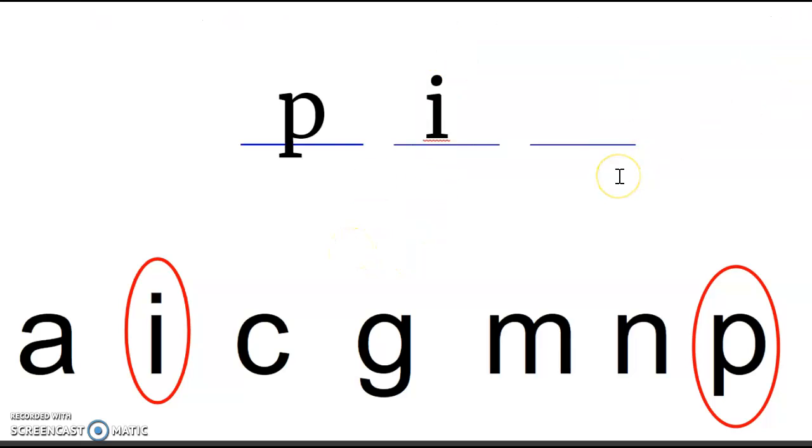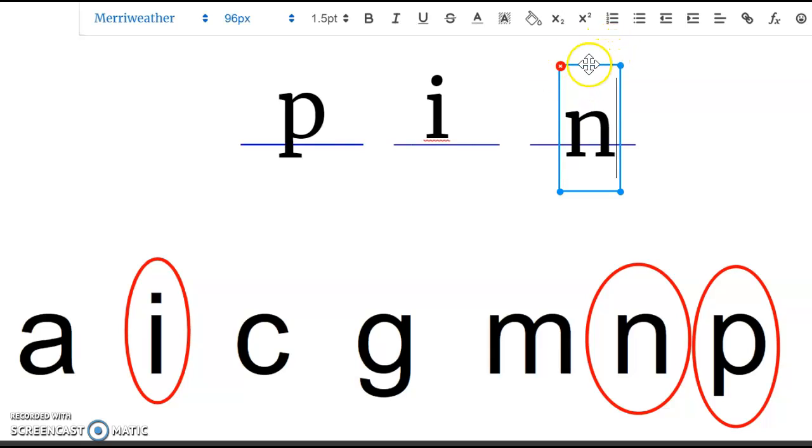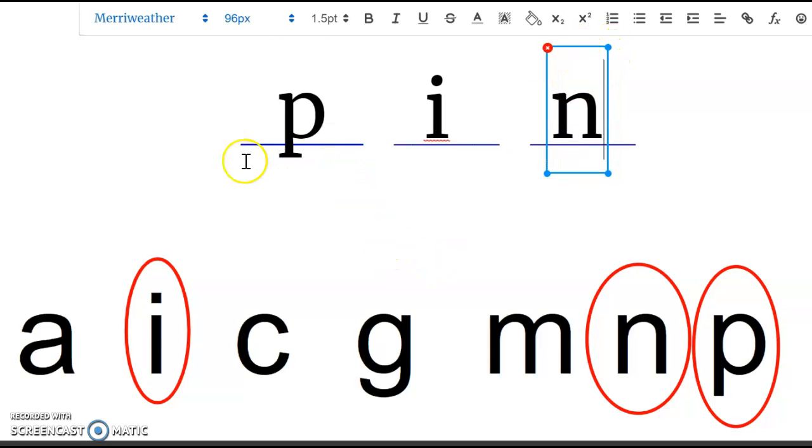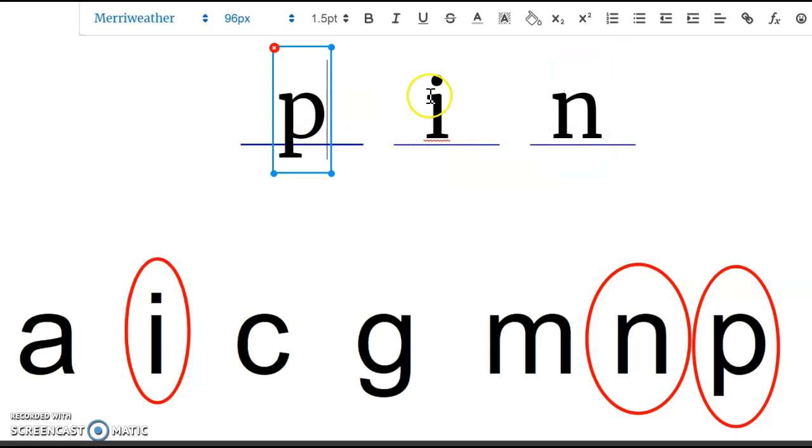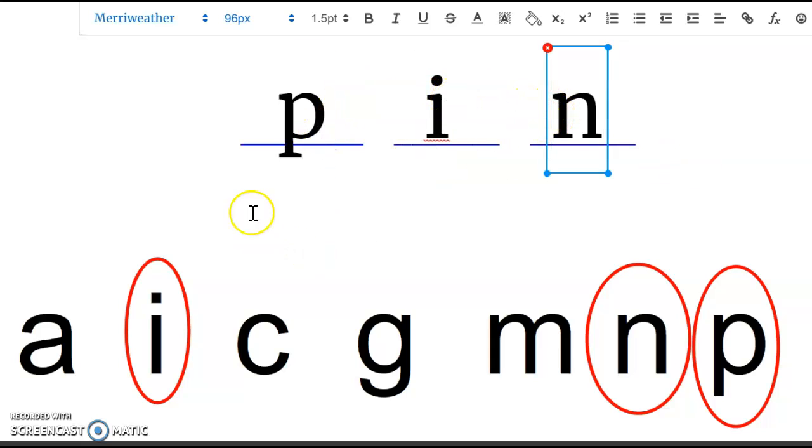The last letter of our word makes the sound. Which letter makes the sound? Can you point to it? If you chose the letter N, you're correct again. Great job. Our word is pin. P-I-N. Pin.